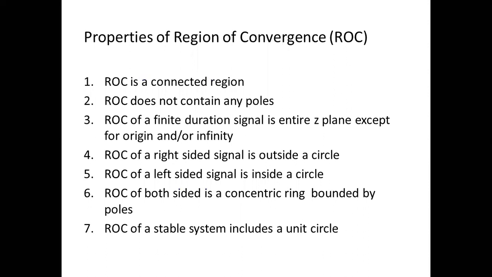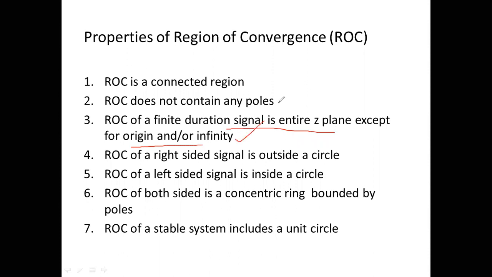So what is the conclusion? The third one: ROC of a finite duration signal is entire z plane except for the inclusion or exclusion of origin or infinity. Are we convinced with the third property? Yes. ROC of a right-sided signal is outside a circle. Is it so? Alpha to the power n into u of n. What is the z transform of alpha to the power n into u of n?